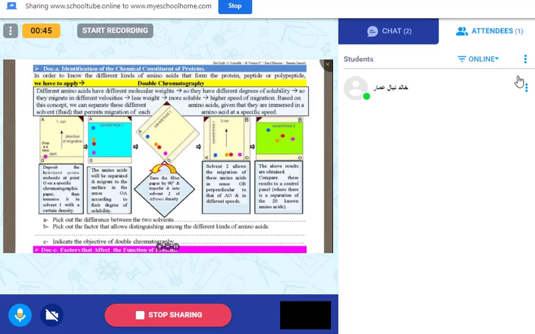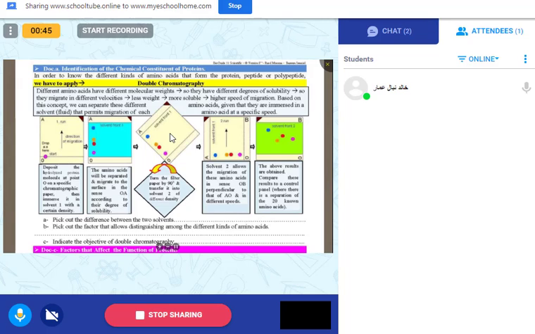Last time we saw that proteins are made of units called amino acids, and that proteins differ from each other by the number of amino acids, the type of amino acid, and the sequence, the arrangement.